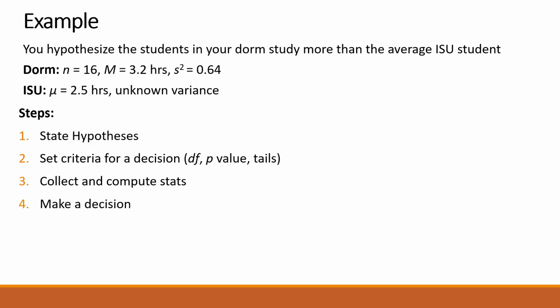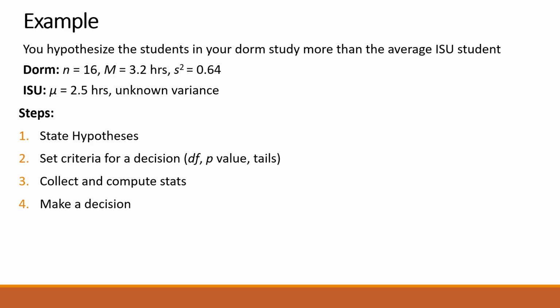Say you hypothesize that the students in your dorm study more than the average student here at ISU. There are 16 people in your dorm, the average study time is 3.2 hours per day, and the variance is 0.64. We know that the ISU population studies for an average of 2.5 hours per day, but the variance is unknown. From here, we have 4 steps.